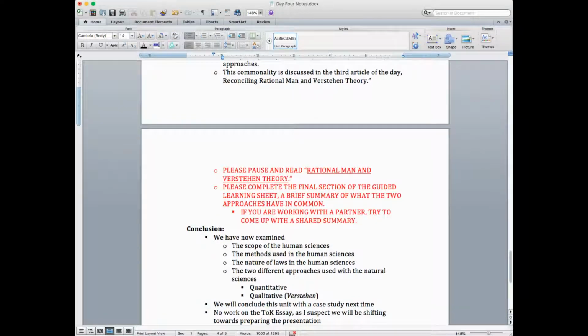Once you've done that, please complete the final section of the guided learning sheet. You're going to offer a brief summary of what the two approaches have in common. If you're working with a partner, this is the part where maybe you two can work together to come up with a shared summary.